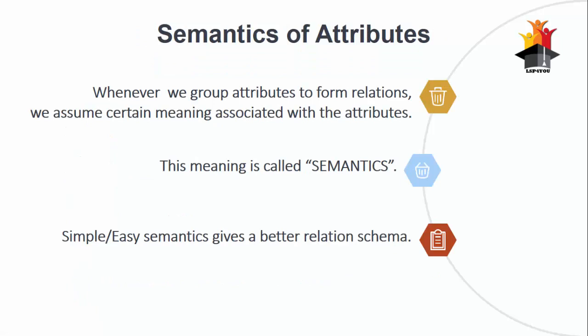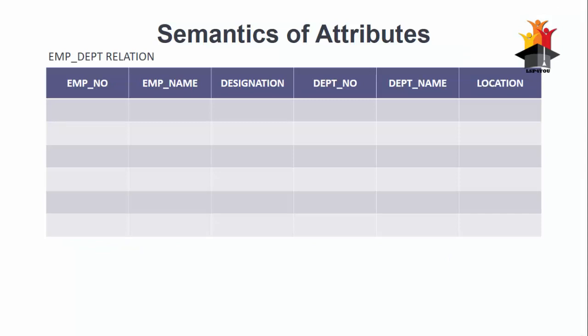As we know, relation schema is composed of attributes. Whenever we group attributes to form a relation schema, we assume that attributes belonging to one relation have certain real world meaning and a proper interpretation is also associated with them. This meaning is called semantics. If the semantics is simple, better will be the relation schema. Consider a relation employee department with attributes employee number, employee name, designation, department number, department name, and department location. In this relation, information about two entities are clubbed together, but this is not desirable.